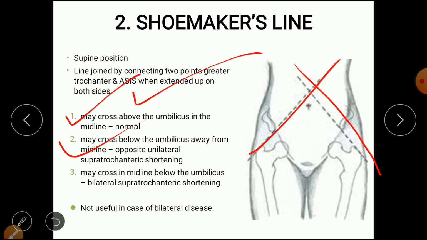So if you draw the connecting line from the ASIS and the GT and it reaches the midline at the umbilicus, it is normal, but if it is away from the midline of the umbilicus, we can say it is opposite unilateral supratrochanteric shortening. If it is below the umbilicus, we can say it is a bilateral supratrochanteric shortening. It is mostly not useful in case of bilateral disease.